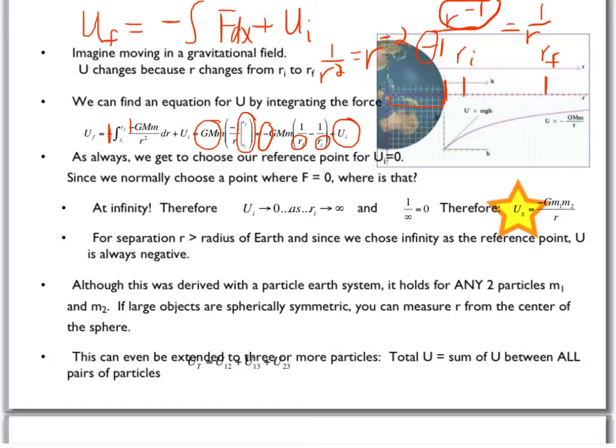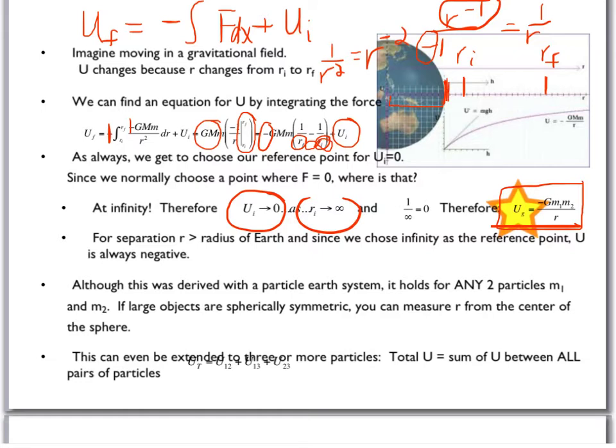So if we choose ri to then be infinity, the initial potential energy would go to 0. ri would now become infinity, and 1 over infinity really just goes to 0. So this entire term would cancel out, and we would simply be left with that potential energy being a negative GMm over r. And this is for separation distances r that are greater than the radius of Earth. So again, we would use this equation when we are very far away from the center of Earth.